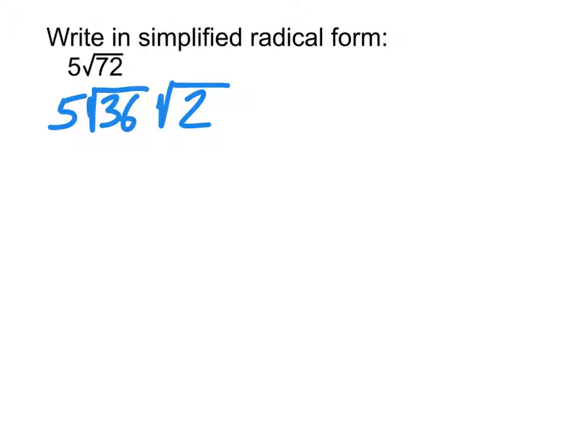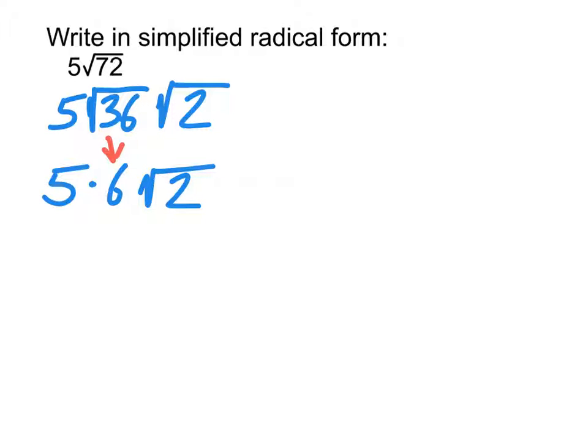All right, now the reason why we looked for the biggest perfect square is because I can now simplify that square root. What is the square root of 36? 6. And so this becomes 5 times 6 root 2. All I did was take the square root of 36 and turn it into 6. Now I've basically simplified the root 72. I've turned the root 72 into 6 root 2.